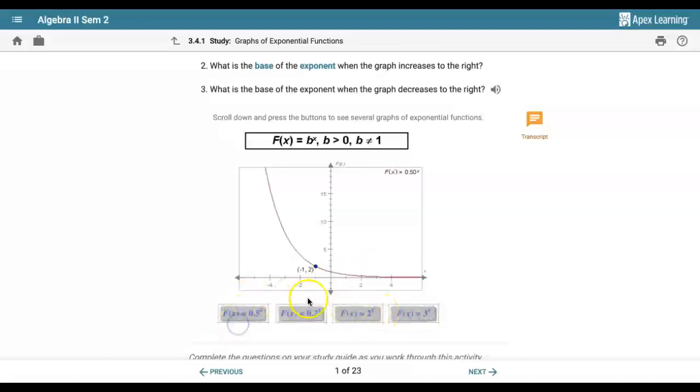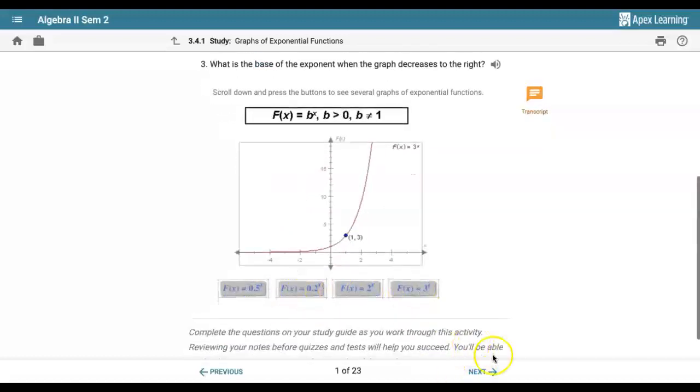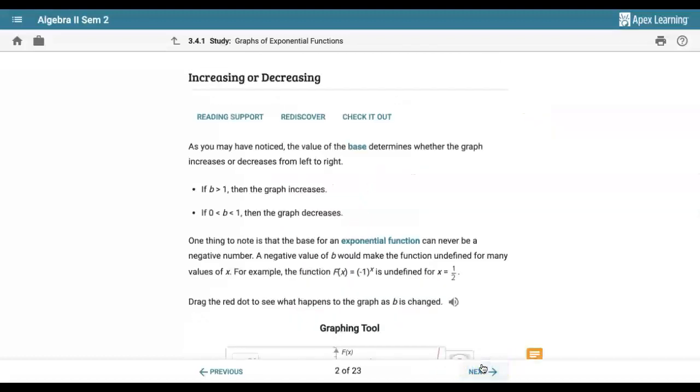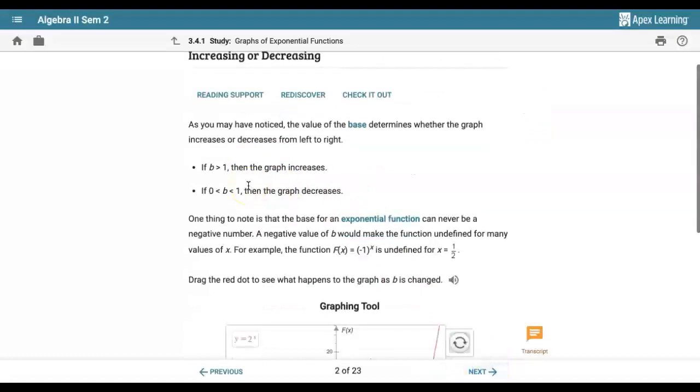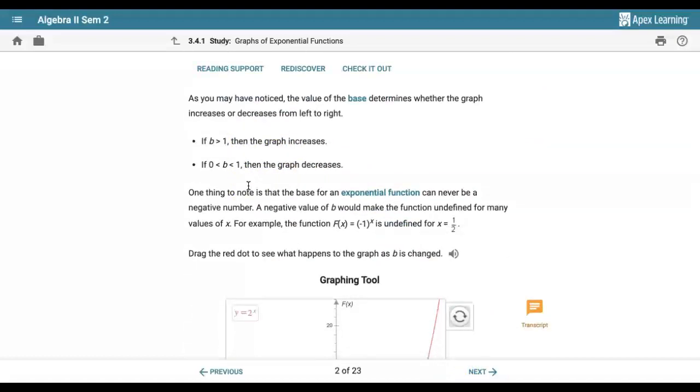All right, so again, if we have our b value less than 1, it's going to be that decreasing or decay function. And if we have it greater than 1, it's going to be an increasing function. And that's what this is saying here. If b is greater than 1, the graph increases. If it's between 0 and 1, then the graph decreases.